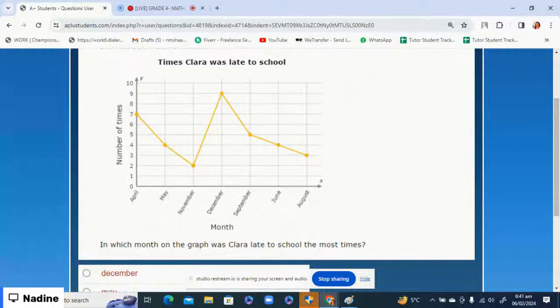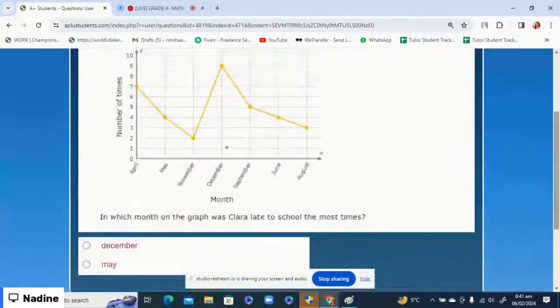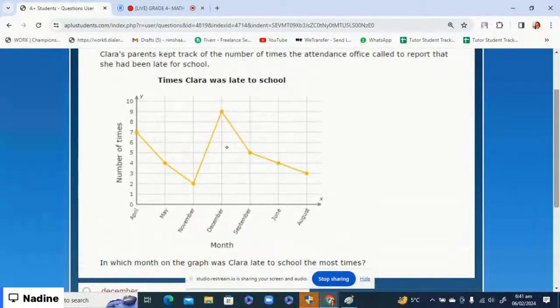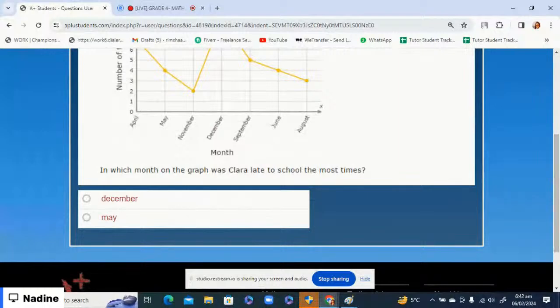At which month on the graph? We check at which month Clara was late to school the most times. Number of times are given 0, 1, 2, 3, up to 10. So most times she is late at the peak value, which is December. Two options are given, December or May. On May it's only 4. But on December it's 8, sorry, it's 9. So 9 times she was late. Then we just put December.